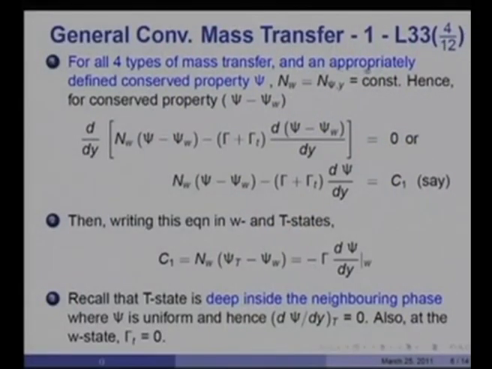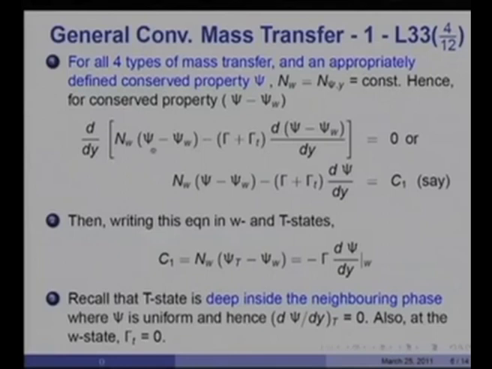Now, for all 4 types of mass transfer, I am not going to rederive as I did in the case of stiffened flow. I will simply say that in each case we converted the applicable mass transfer and energy transfer equation to a conserved property equation with an appropriately defined conserved property psi. So, for all types of mass transfer and an appropriately defined conserved property psi, N_W psi will be equal to constant, and hence for conserved property instead of psi I can also take psi minus psi w as a conserved property.